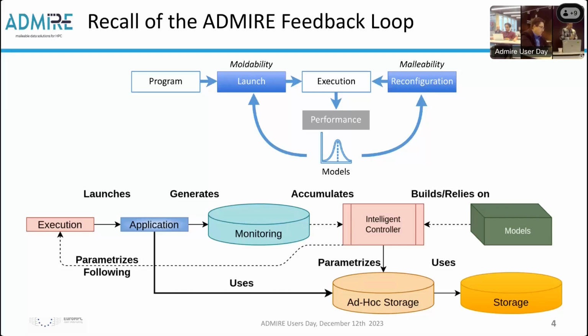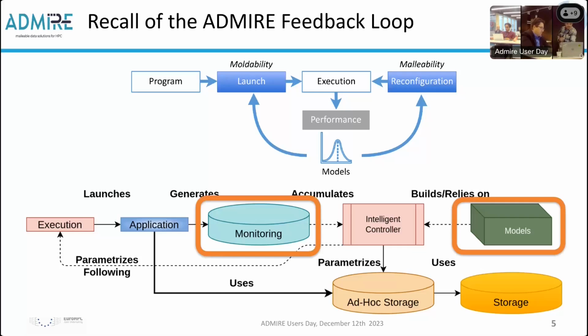for future executions. If we look at the bottom, we have a more verbose view of the infrastructure, where you have the application, the monitoring, and the modeling. These are the two components which are part of the monitoring part in the Admire infrastructure.